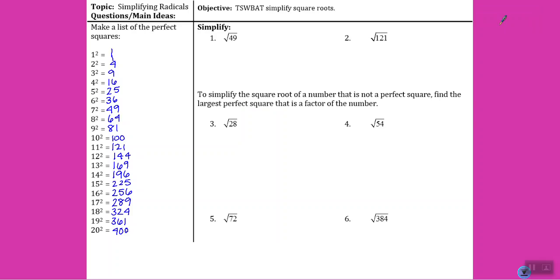So our first two are a little bit easier. In number 1, if we wanted to take the square root of 49, 49 is on our list as a perfect square. It's 7 squared, which means the square root of 49 is just 7. Similarly, 121 is also on our list of perfect squares. 121 is 11 squared, therefore the square root of 121 is 11.